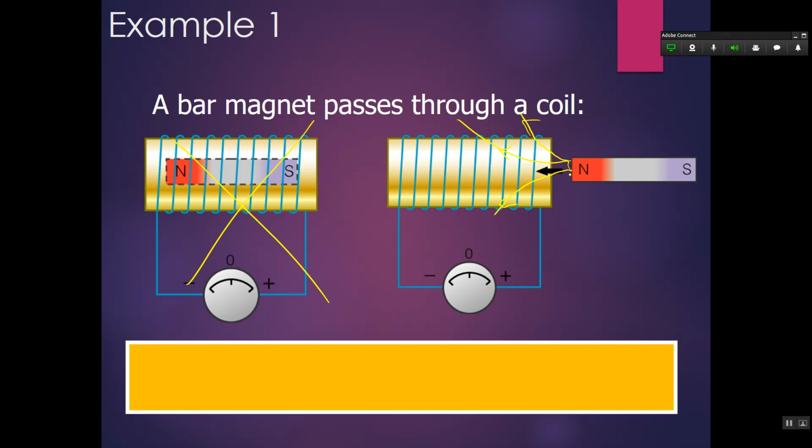And as I get closer, if I bring this magnet closer and closer into the solenoid, is there going to be more magnetic field going towards the left or less magnetic field going towards the left? More. So the induced field is going to be in which direction? To the right, exactly. So my magnetic field induced is going to be towards the right.